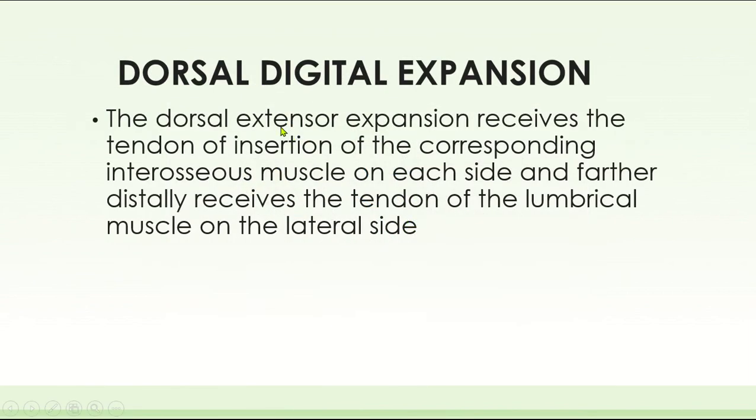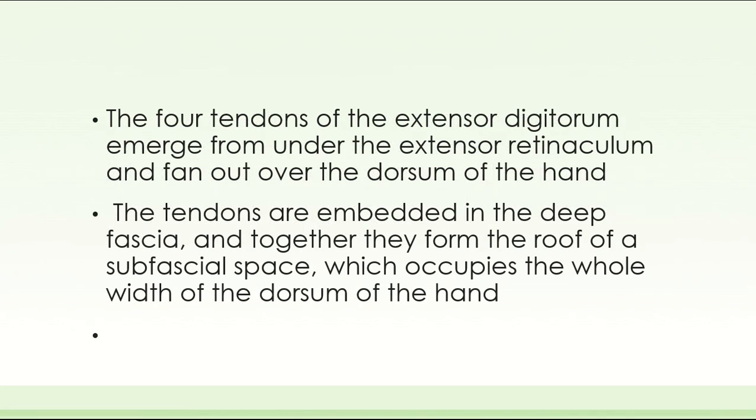Now we will study about dorsal digital expansion. The dorsal extensor expansion receives the tendon of insertion of the corresponding interosseous muscle on each side, and further distally receives the tendon of the lumbrical muscle on the lateral side. The four tendons of the extensor digitorum emerge from under the extensor retinaculum and fan out over the dorsum of the hand. The tendons are embedded in deep fascia, and together they form roof of the superficial space, which occupies the whole width of the dorsum of the hand.